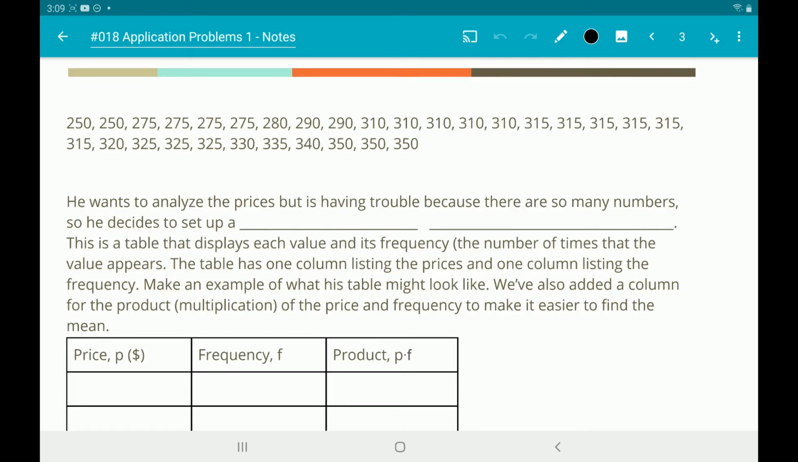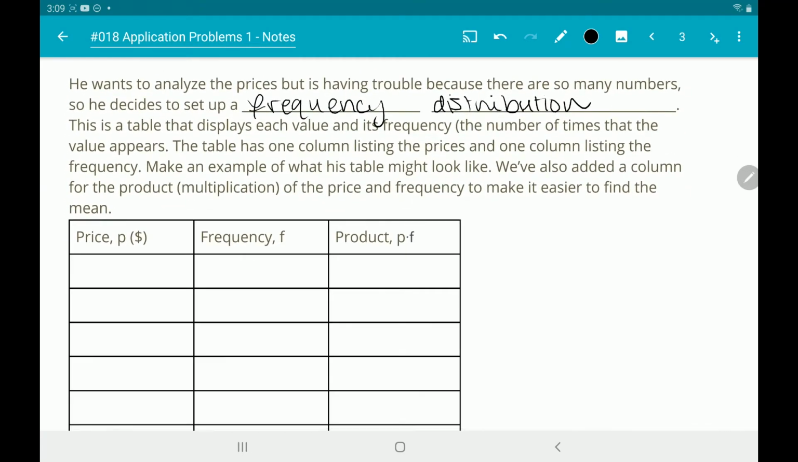He wants to analyze the prices, but he's having trouble because there are so many numbers. So he decides to write a frequency chart, or frequency distribution, sorry. A frequency distribution is a table that displays each value and its frequency, or the number of times that the value appears in the data. The table has one column listing the prices and one column listing the frequency. Here is an example of what this table might look like. And then also we've added a column for the product, or the multiplication of the price and the frequency, to make it easier to find the mean later.